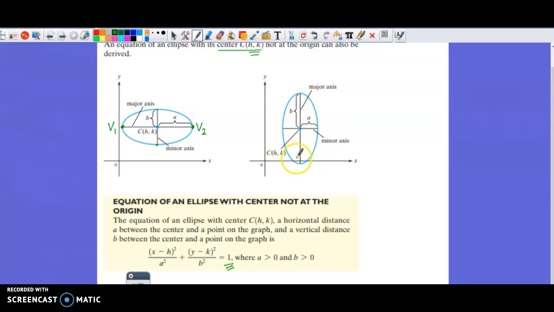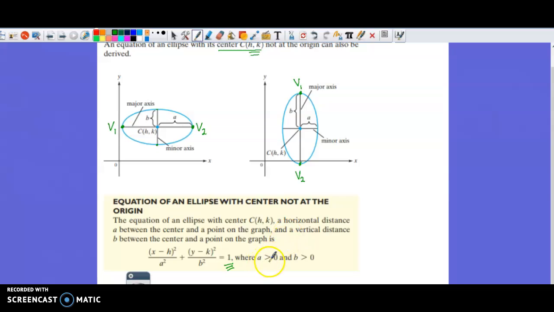If you look at this picture, the b value is larger than the a value, so the vertices are from top to bottom. The major axis is the distance between the two vertices, and then the minor axis would be all the way across there. I'm trying to think if I've missed anything else.